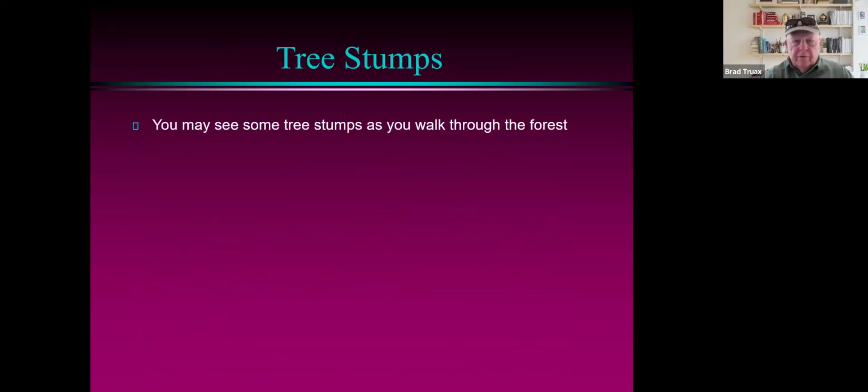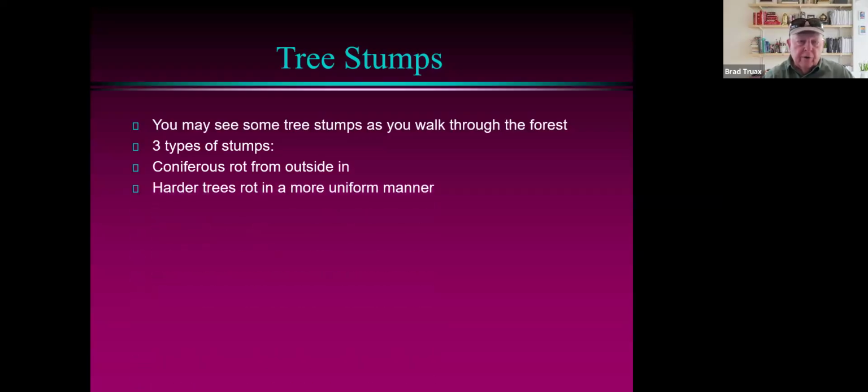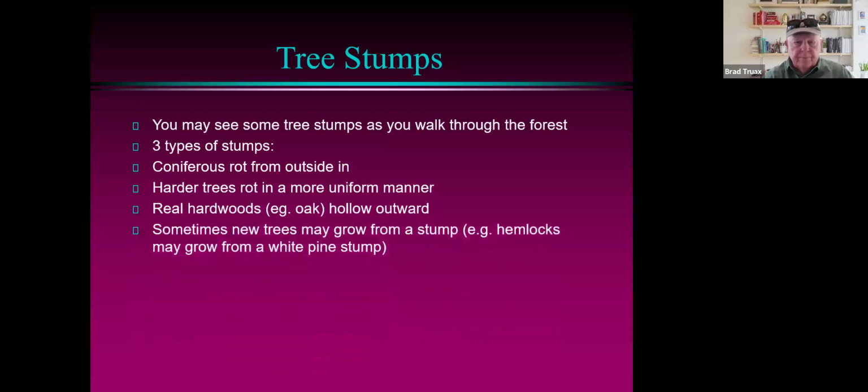When you're out walking in the forest, you may see some tree stumps. And again, there are three types of stumps. The conifers tend to rot from the outside in. Harder trees tend to rot in a more uniform manner. And real hardwoods like oak tend to hollow from inside outward. And sometimes trees may grow on a stump. Hemlocks may grow, for instance, on a white pine stump.